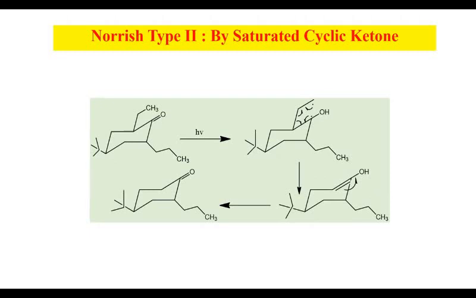Here is another example. The hydrogen from this methyl is shifted to this O, and then this bond is broken down and alkene is removed. This alkene is eliminated and this enol form is converted into keto form.